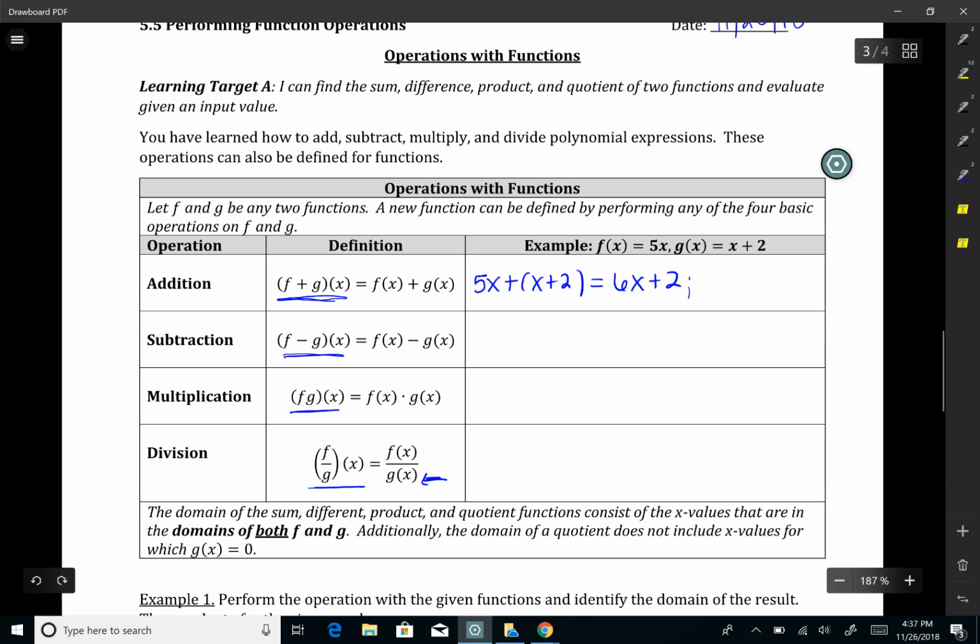So the domain is still negative infinity is less than x, which is less than positive infinity. Means we can put any x value in there. So when we subtract, our domain won't change either.